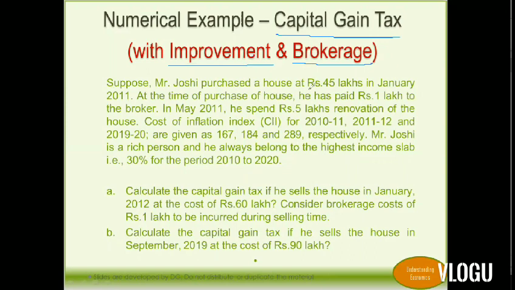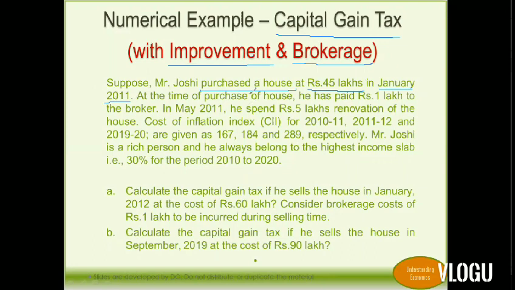So first information we get here regarding the purchase of a house. So what kind of property is it? It is a housing property. Now what is the purchase price? Purchase price is 45 lakh. And when has it been purchased? It has been purchased in January 2011.